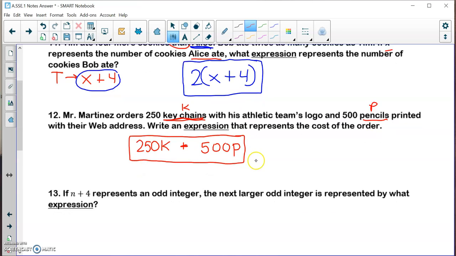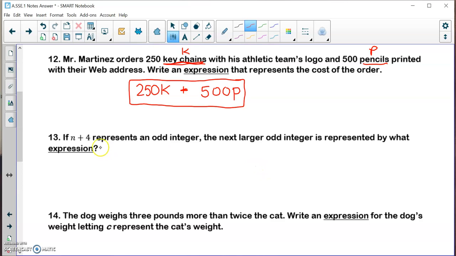All right, next one. If n plus 4 represents an odd integer, the next larger odd integer is represented by what expression? Let's think about this. I want you to think of an odd integer. It does not matter which odd integer you think of. I'm thinking of the number 7. The next odd integer in that sequence would be 9. How do you get from the number 7 to 9? Well, you add 2.